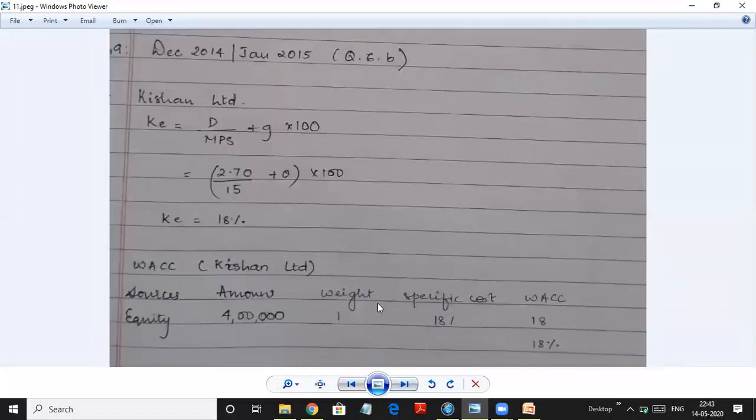Source, amount, weight, specific cost, and WACC. Equity 4 lakh. If I do the total also, I'll get 4 lakh. So 4 lakh divided by 4 lakh, weightage is 1. Cost of equity is 18%. So 1 into 18%, you will get the full 18%. WACC is 18%. Because it has only one source of capital, the entire 18% will be the total cost of capital for the company. Now let's do it for Kishore Limited.